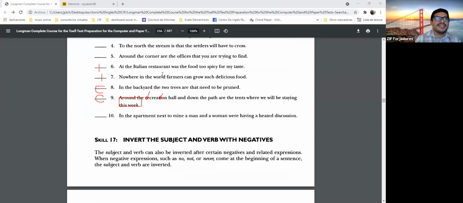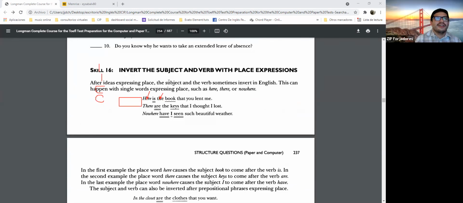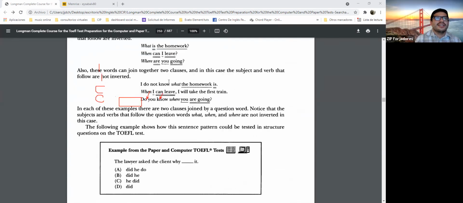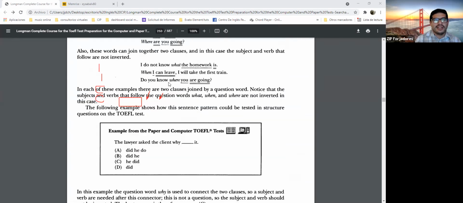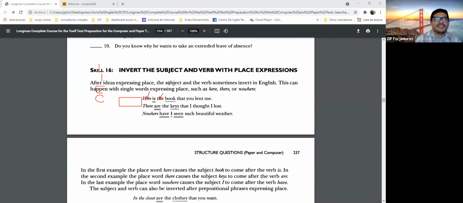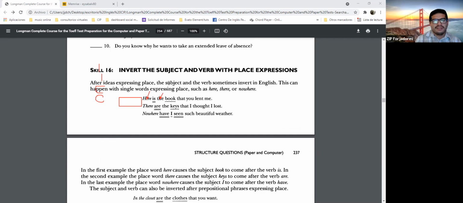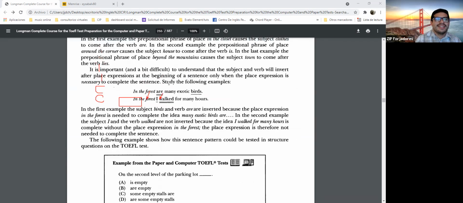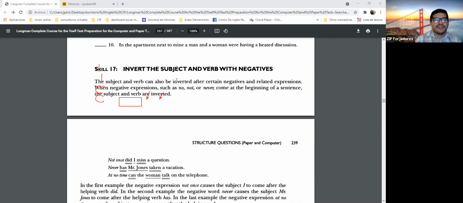Remember, 15 is invert the order in questions, right? Oh my gosh, 15, where is it? Yes, here. So invert the subject and verb with question words, okay? WH question words, okay? Then in 16, invert the subject with place expressions, but they have to start with place expressions, all right?